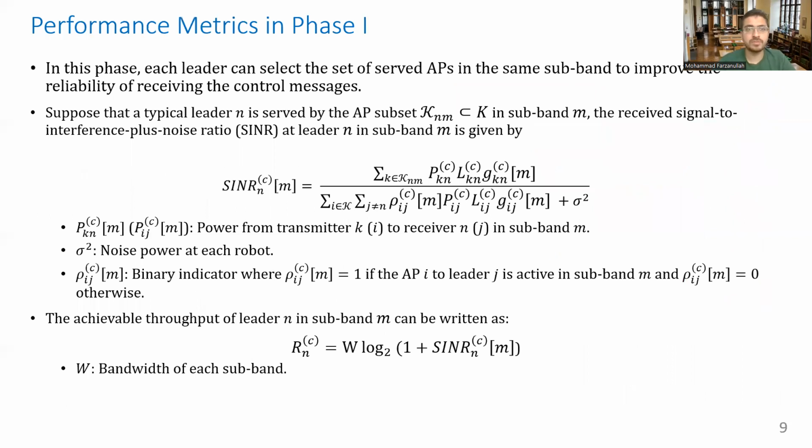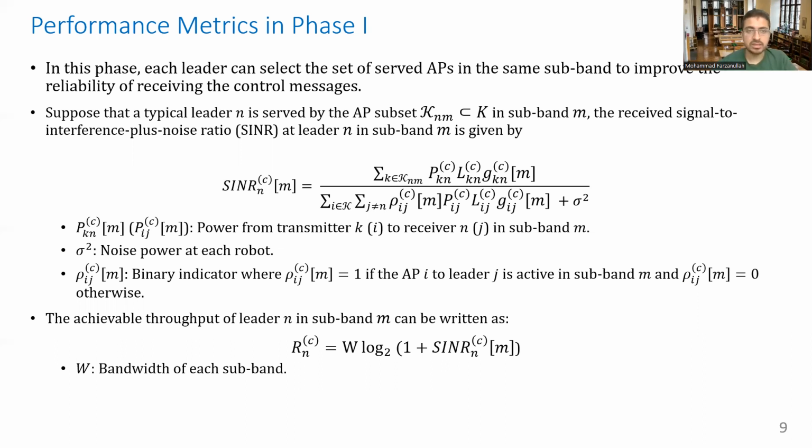Moving on to the performance metrics in phase 1. So in phase 1, we first calculate the SINR, or signal to interference plus noise ratio. For the signal part, it is the summation of all the available links, so if the cluster leader connects to multiple access points, then the summation of all of these links, while the interference is from all of the other AP to cluster leader links which are using the same subband for transmission.